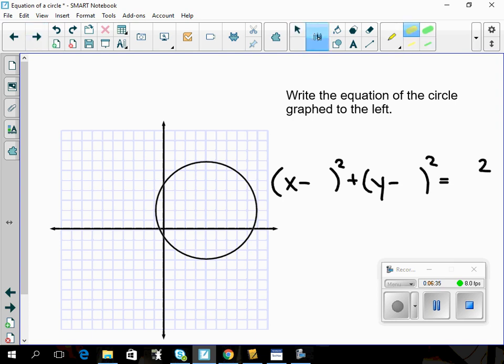Well, I have to plug in the center and the radius. Do you agree? That's the formula. You have the formula written down. How do I find, which one should we find first, the center or the radius? Why? We have to find the center first. Why?